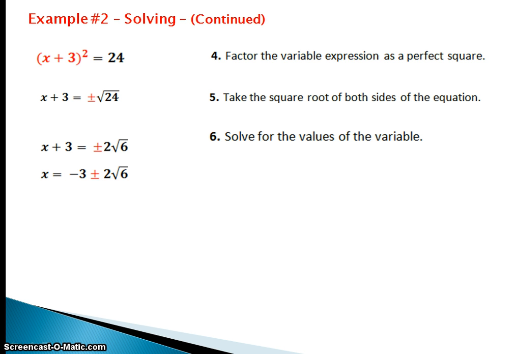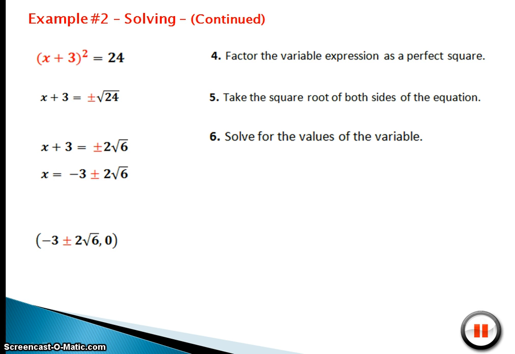So I end up with x plus 3 is equal to plus or minus 2 times the square root of 6 because I have simplified the square root of 24. And I'm going to solve for x by subtracting 3 from both sides. And so I have negative 3 plus or minus 2 times the square root of 6. Those are my x-intercepts. But I am going to write those as a coordinate pair.